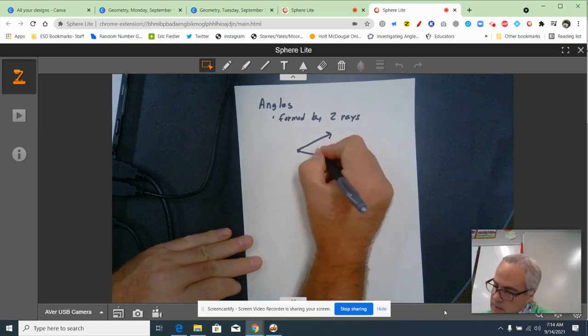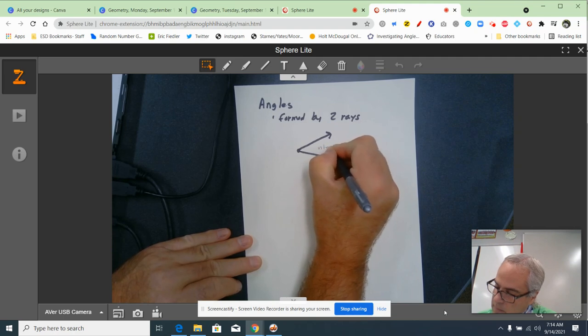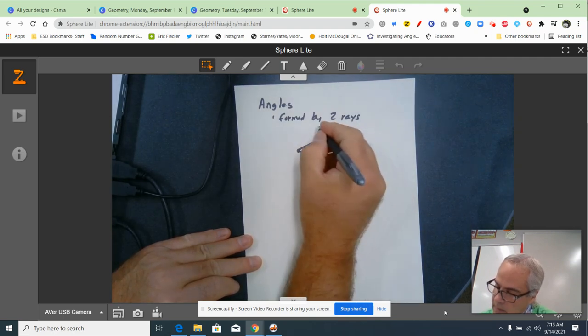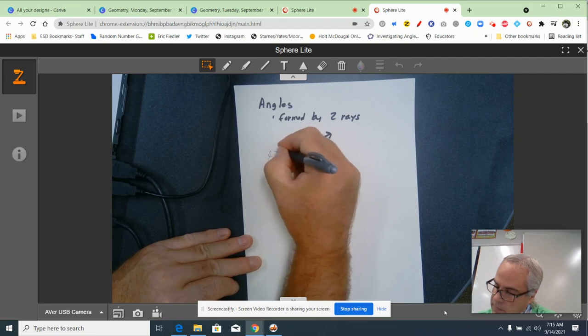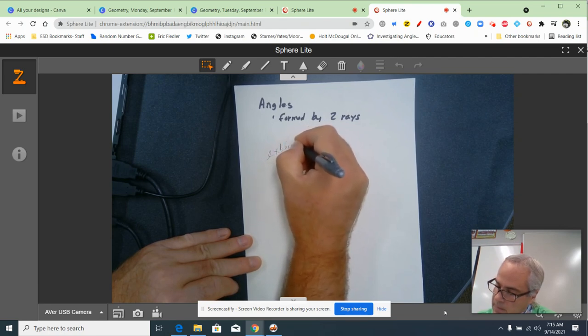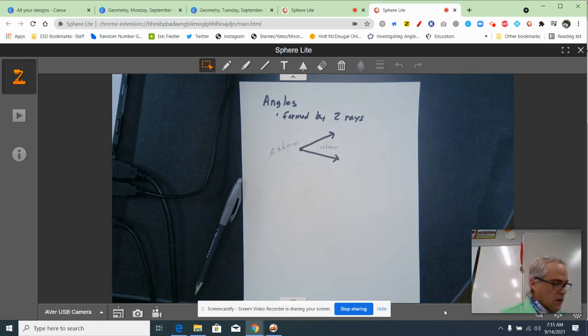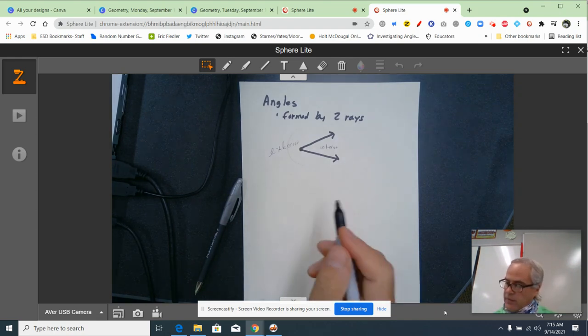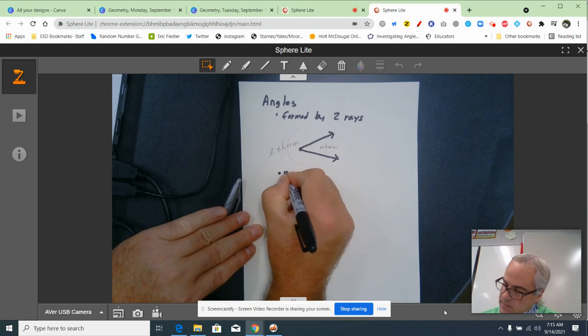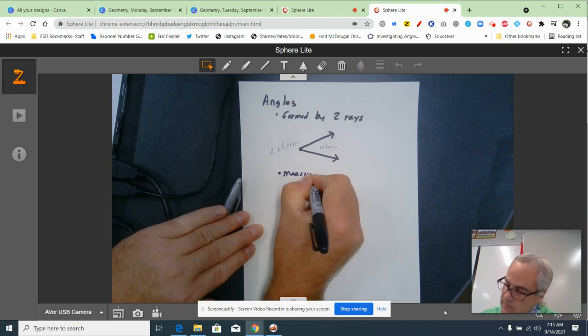This is considered the interior of an angle, and out here, everywhere else, is considered the exterior of the angle. I also want to have you guys understand that they are measured in degrees in this class.